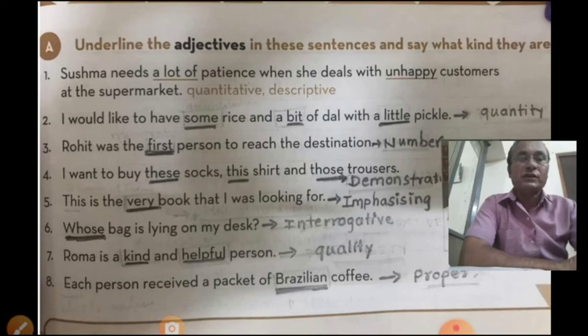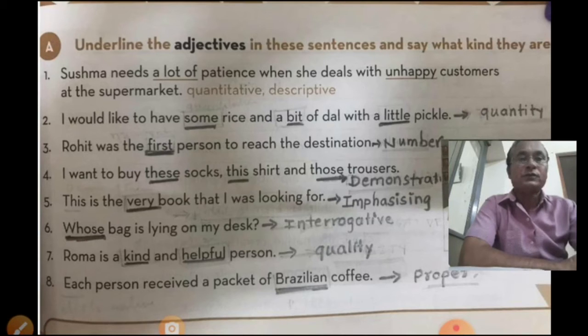Now let's see the second one of A. I would like to have some rice and a bit of dal with a little pickles. So here three adjectives are given: some, bit and little. It shows quantity, how much it is. That's why it is called quantitative adjective or adjective of quantity.